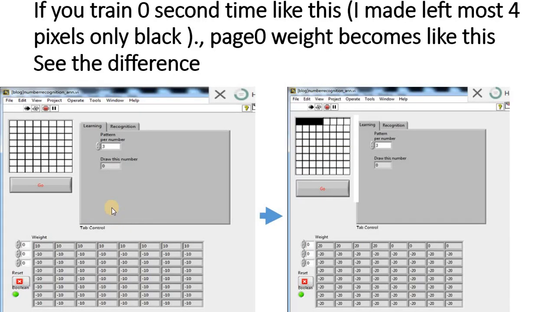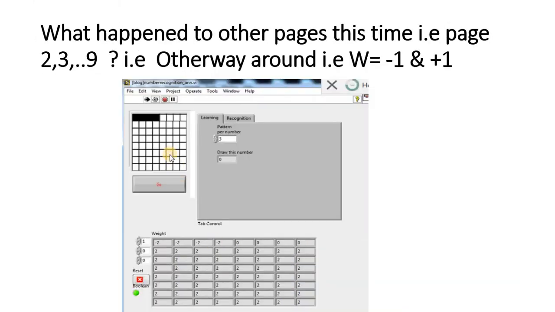Now you can see the second time, suppose I am training 0. I am thinking, this is my 0. Here you can see that. This is my 0. So what happened? Wherever you have marked, it incremented by plus 10. Wherever it was not there, it became 0. Earlier it was 10 minus 10. And here, wherever there is no pixel, it again decremented by 10, it became minus 20. So what happened to the other pages this time? That is pages 2, 3 up to 9. Here you can see that it becomes minus 2 here and it becomes 0 here. So it decremented by 1, and here it is the other way.